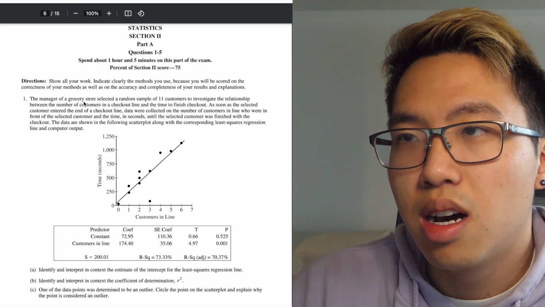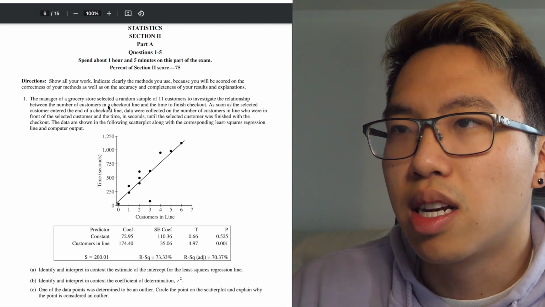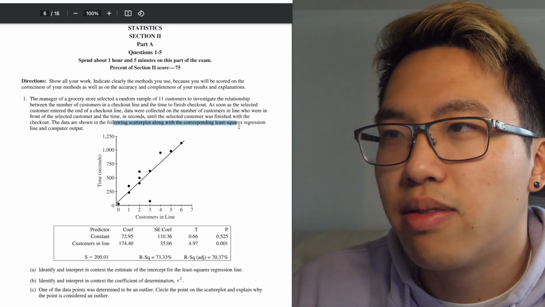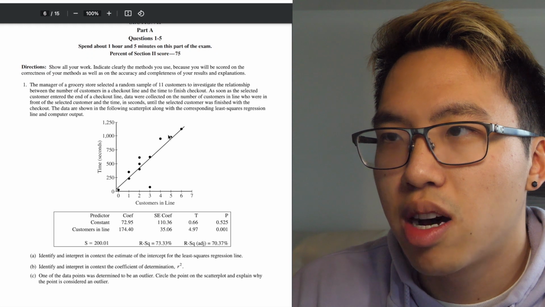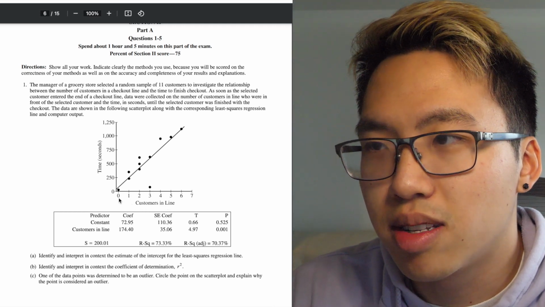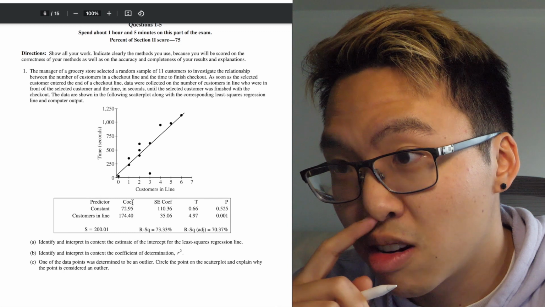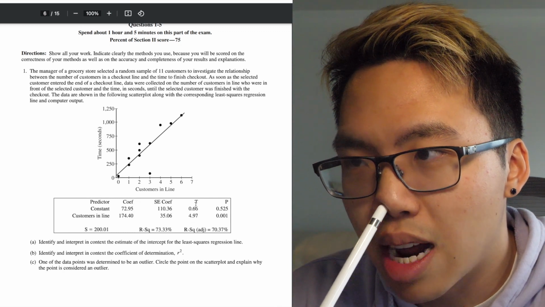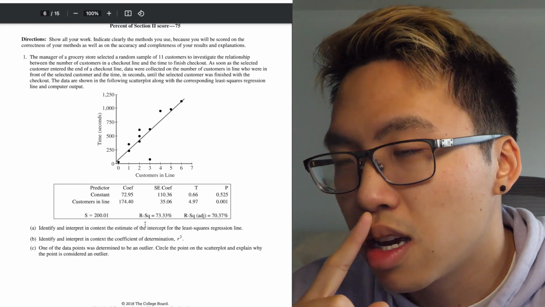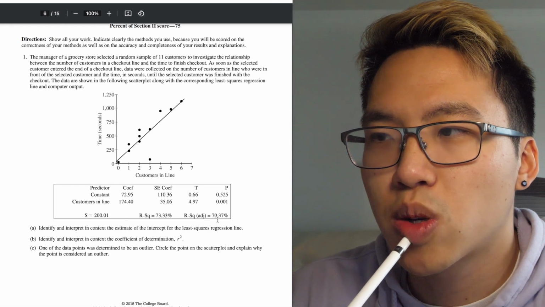Okay, so question 1. The manager of a grocery store selects a random sample of 11 customers to investigate the relationship between the number of customers in a checkout line and the time to finish checkout. The data are shown in the following scatter plot along with the corresponding least squares regression line and computer output. So we have a scatter plot with a line through it. The x-axis is customers in line, and the y-axis is time to finish checkout in seconds. We have some stats already calculated for us: the coefficients, the standard errors of those coefficients, the t-statistic, and the p-value. We also have this s value, which I don't really know what that is, an r squared and an adjusted r squared.